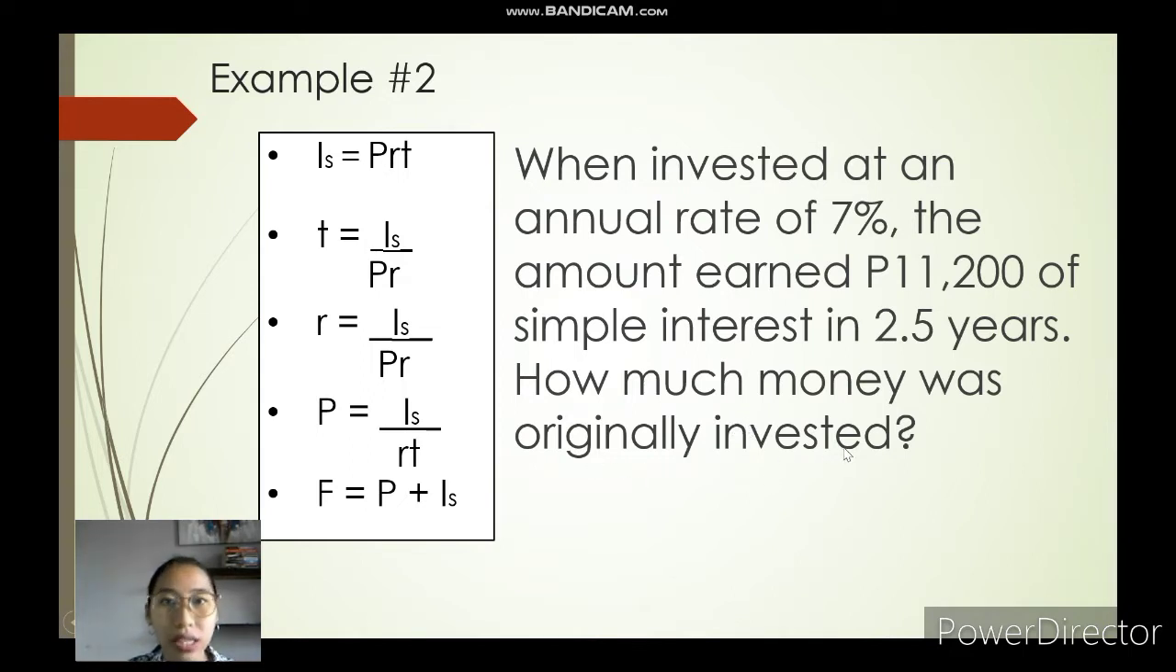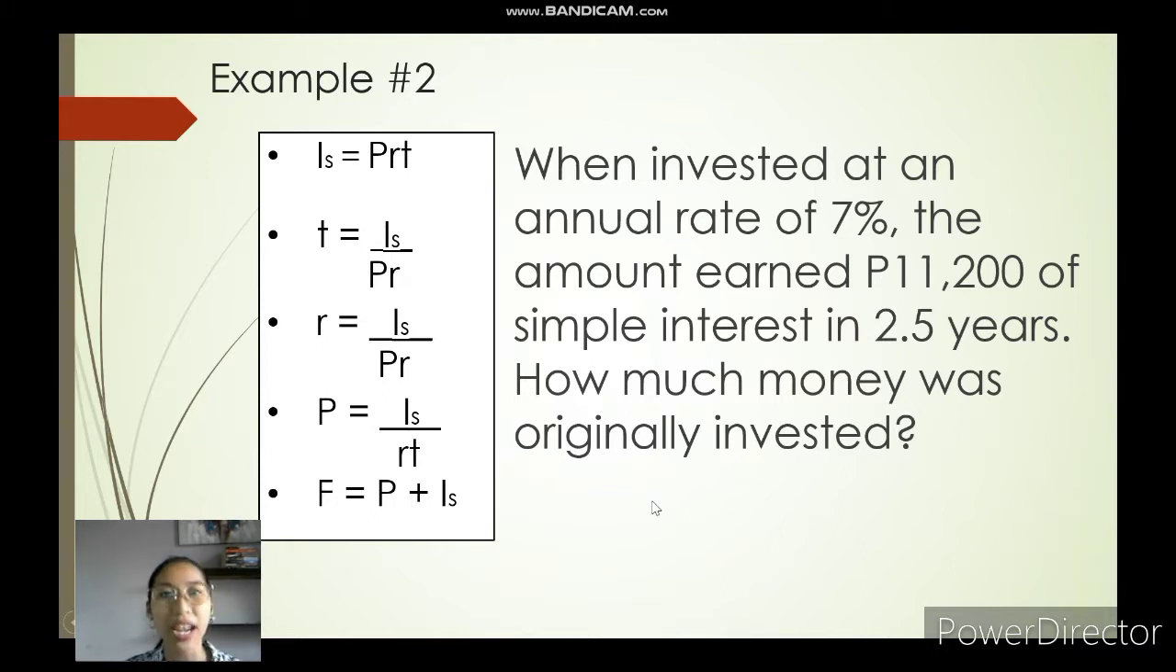Originally invested. This means that what we are looking for is your P or principal. So again, let us repeat. We are looking for P, given I S, R, and T. Which of the following formulas are we going to use? Which one? This one, correct. Your formula number 4. P is equal to I S over R T.